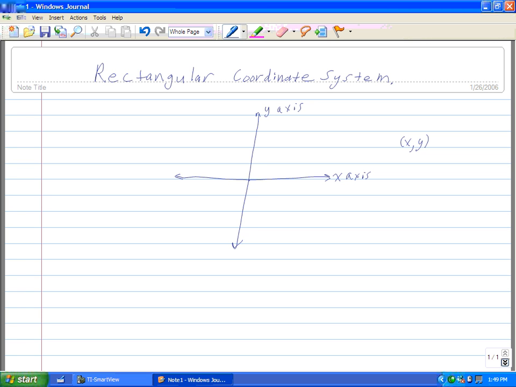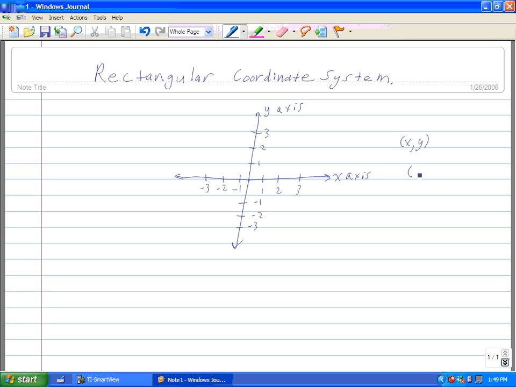Now, these axes are marked off in a very predictable fashion. The x-axis on its right-hand side is where you find the positive values, just like you did on the other number line. On its left-hand side is where you find the negative x values. On the y-axis, we're going to let the positive values go upward, and we're going to let the negative values be oriented downward. These 2 number lines, when positioned in this way, allow us to graph ordered pairs.